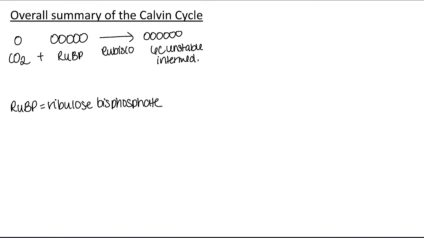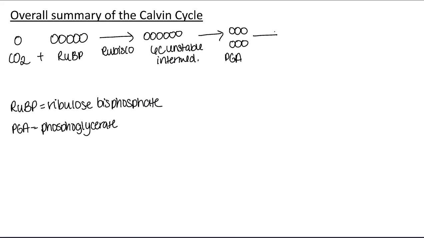And just like in glycolysis, where we have a 6-carbon unstable intermediate, we're going to break that sucker in half. So when we break that in half, we end up with 2 molecules of PGA. PGA stands for phosphoglycerate. And when we have phosphoglycerate, using enzymes, it's going to be converted to 2 molecules of G3P.